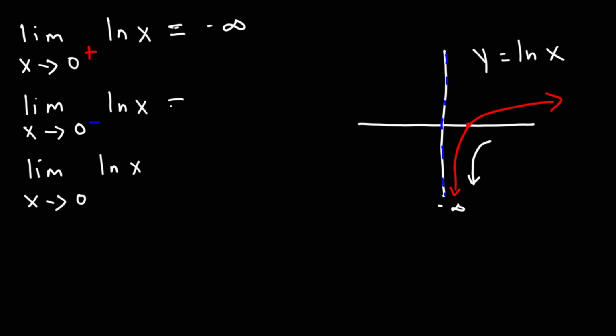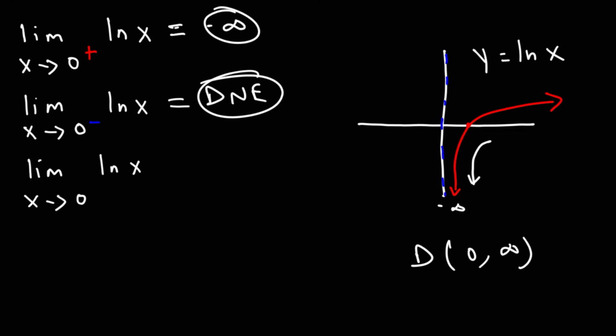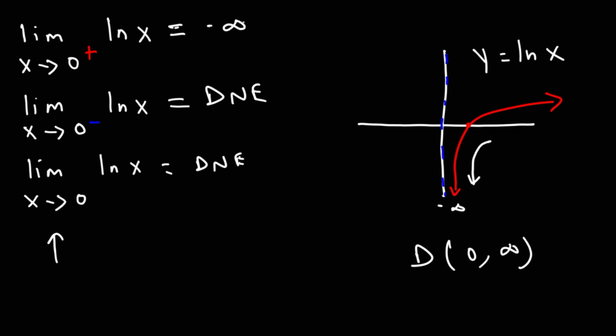Now, from the left side, notice that the function is not defined on the left side. The domain for the ln x function is from 0 to infinity. It doesn't exist on the left side. So we could put DNE, doesn't exist. So the limit as x approaches 0 from either side, because these two are different, this limit doesn't exist either. In order for this limit to exist, the left side limit and the right side limit must be the same.